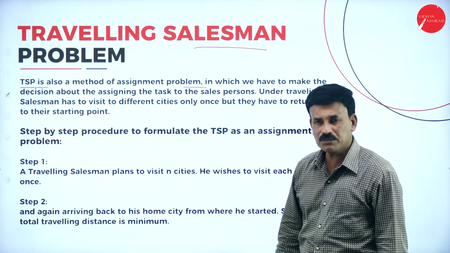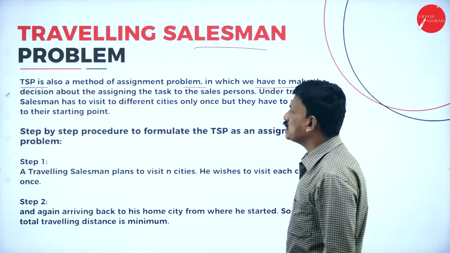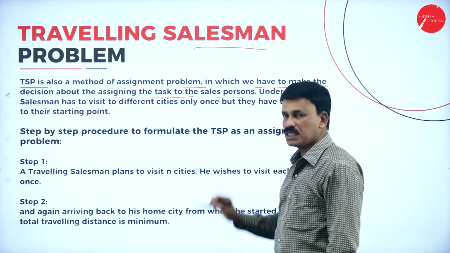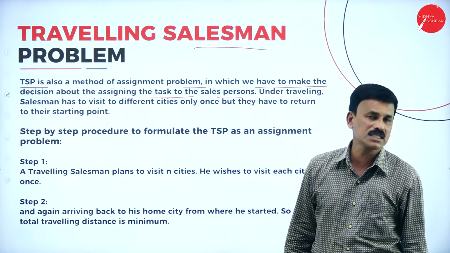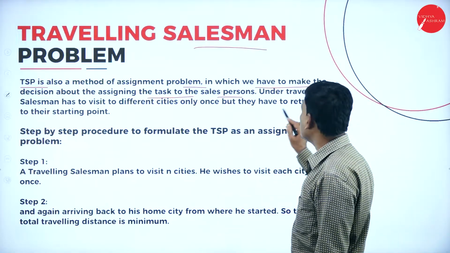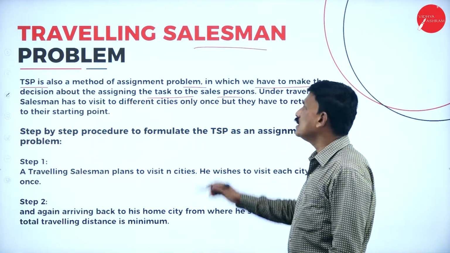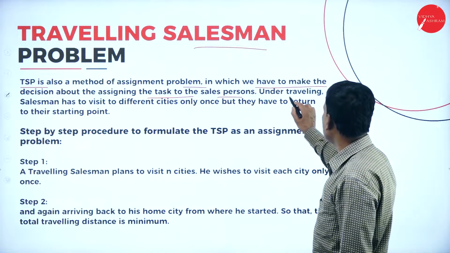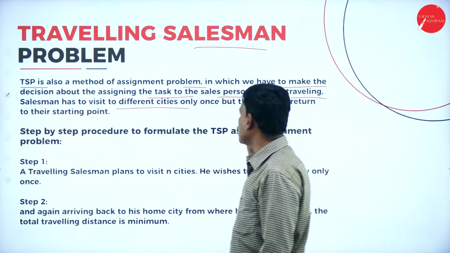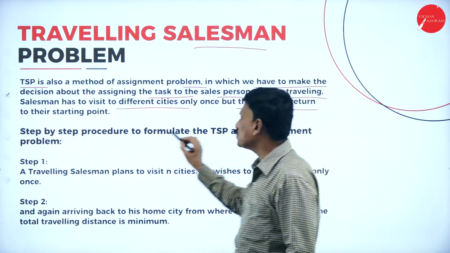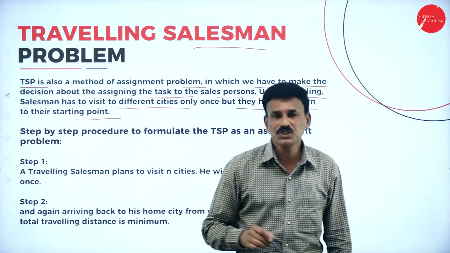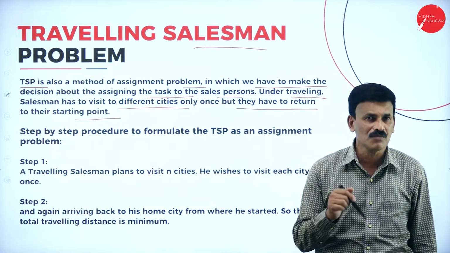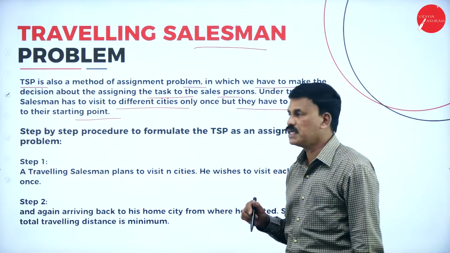This is also an assignment problem in which we have to make the decision about assigning the task to the salesperson. So just assigning a particular job to a particular salesperson. So the task of assigning a job to a particular salesperson is nothing but the traveling salesman's problem. Here, the traveling salesman has to visit different cities only once, but has to return to the starting point. So he should visit each place only once. After visiting, he has to return to the same original position. This is the important criterion here.